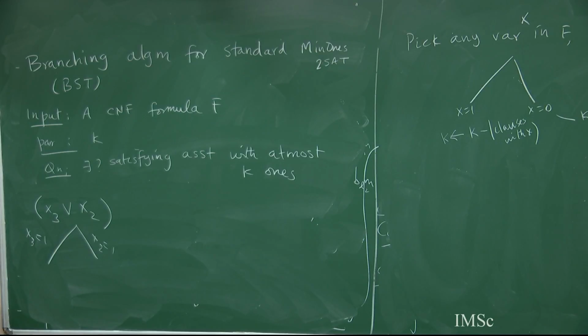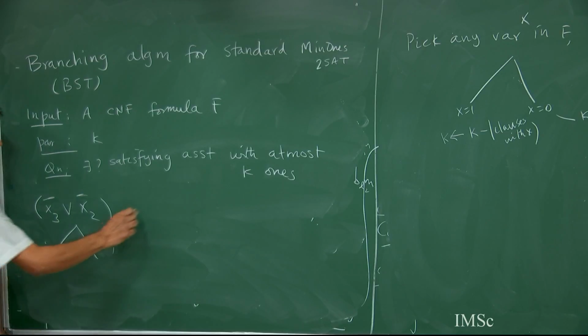But what if you do not have such a clause? We said both x2 and x3 are 0. Because that won't affect, we need at most k ones. Right, but k doesn't drop, right? Remember, k doesn't drop. So those clauses are not required, it is just not affecting working on the formula.